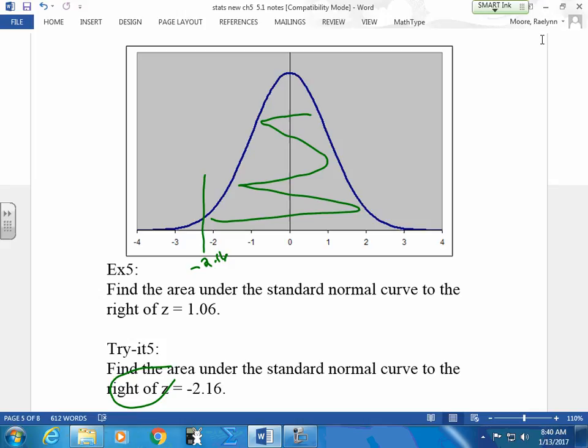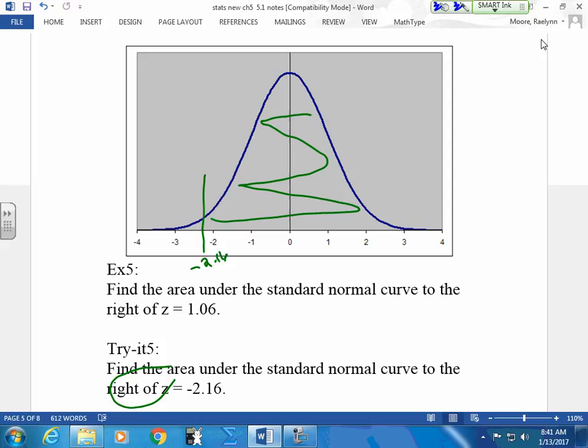Try and find -2.16. That was over here. Put yours over here now. So -2.16 is way here. But you want to shade where? To the right. So anybody come up with an area for me? About 98. Sarah's saying approximately 98. So let's get the exact now. How do I get the exact? How do I find exactly?